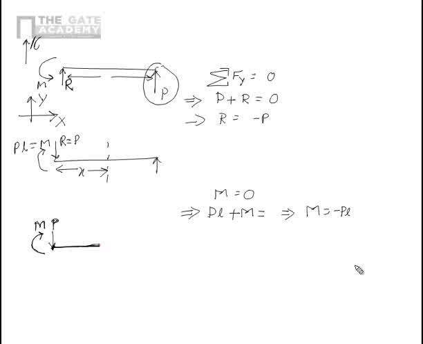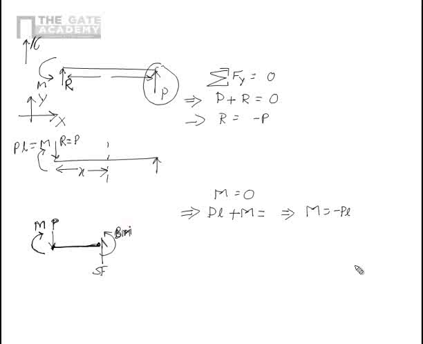Now let's see what happens at this section. Now at this section, to have equilibrium, we must have some force acting like this and a moment acting like that. Correct? Because we have to have the equilibrium of this cut section of the beam also. This is called the SF and this is the BM.